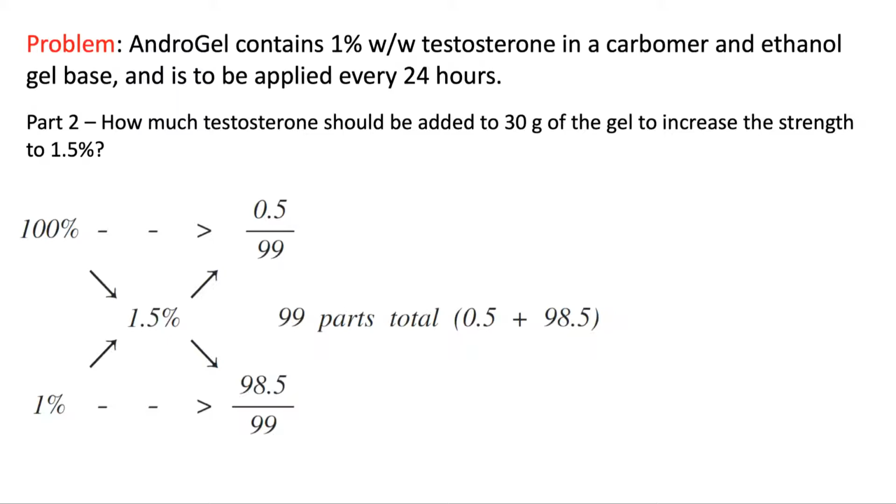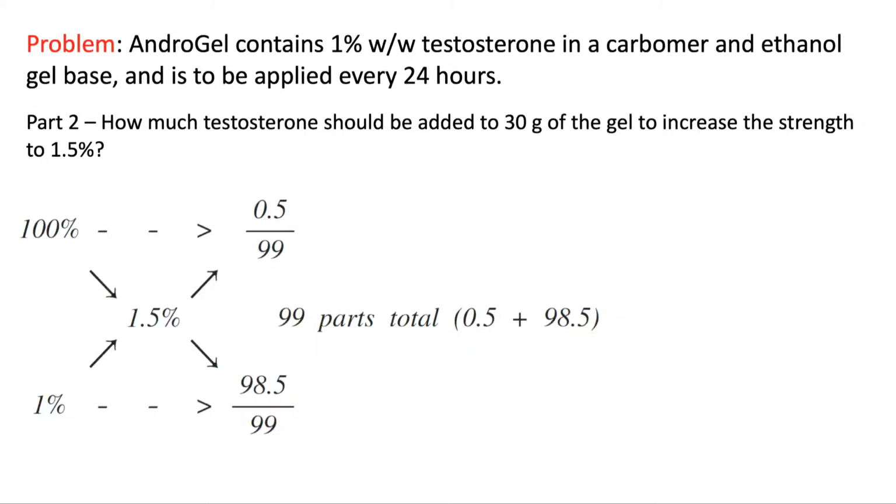So to set up the alligation, we would start with our 100% on the top left, and then directly below that and down a ways, we have our lower strength, which is our 1% gel that we're having to begin with. And what we want, our target, which is the 1.5%, is placed in the middle, slightly to the right. So starting with the top left with 100%, let's follow the arrows diagonally down and cross subtract. So 100 minus 1.5 is 98.5. Doing the 1%, following the arrows diagonally from the lower left to the upper right, we would take 1.5 minus 1, which gives us 0.5. Okay?